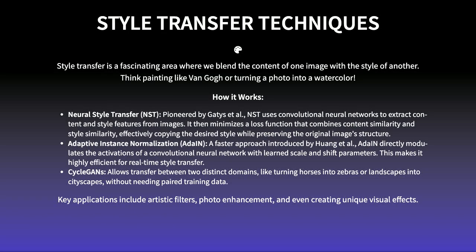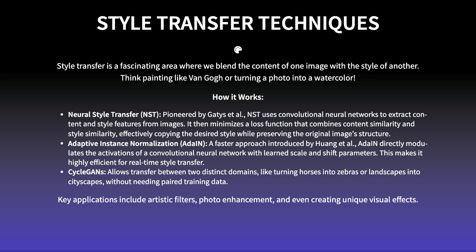Let's dive into style transfer. It's basically about taking the content of one image and applying the look and feel of another. The original technique, neural style transfer, was a breakthrough, using deep learning to extract what makes an image contentful and what makes it have a particular style. We then minimize the difference between those two things.